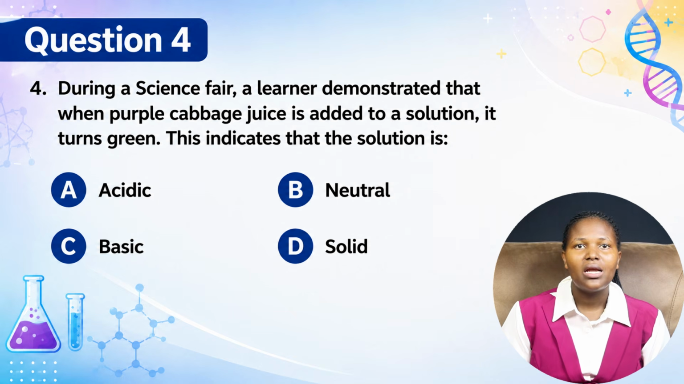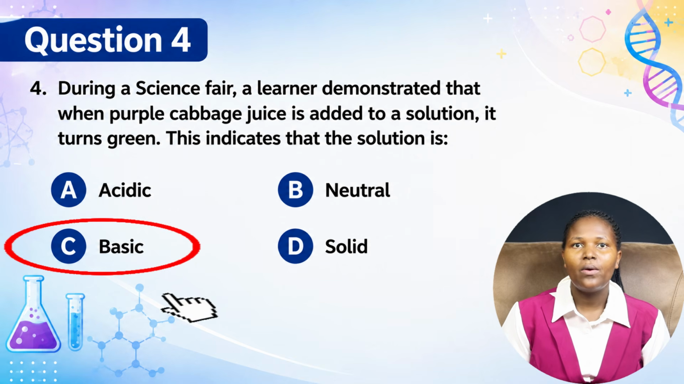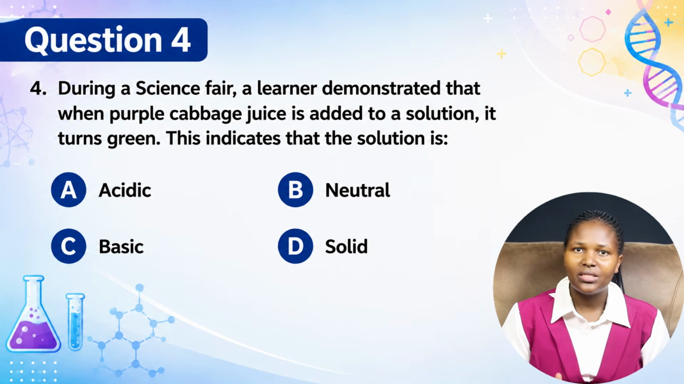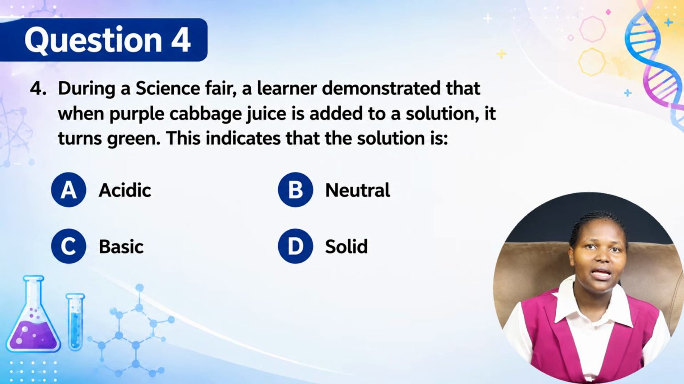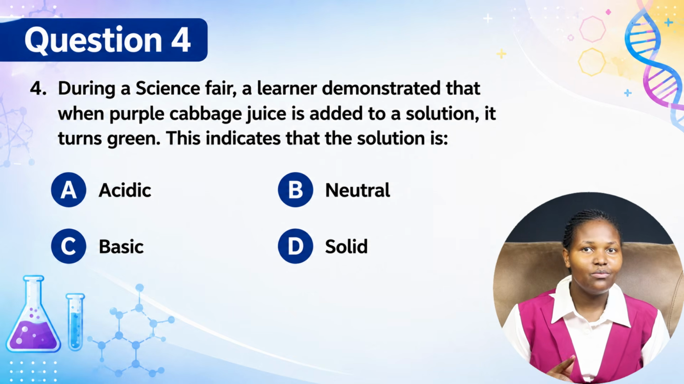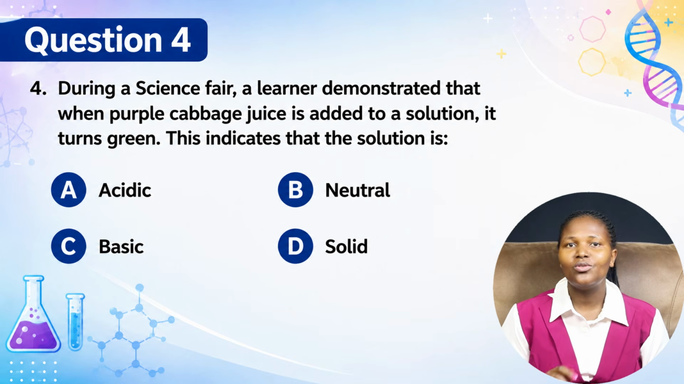But what about a basic reaction? A basic reaction is the correct option. Why? Because purple cabbage indicator turns green in a basic or an alkaline solution. So the correct option there is C. And then if the question is twisted and they say that the color turned red or pink, you'll know that it was an acidic solution. If they say that the color remained the same, you'll know that that was a neutral solution.